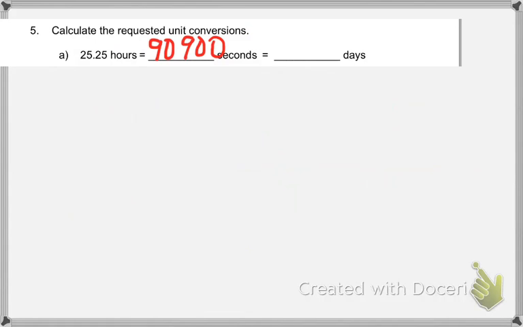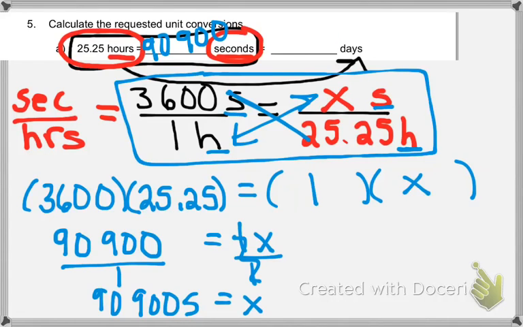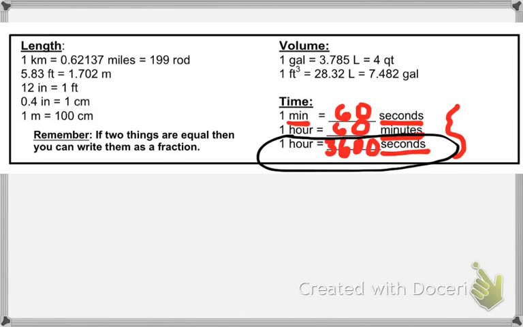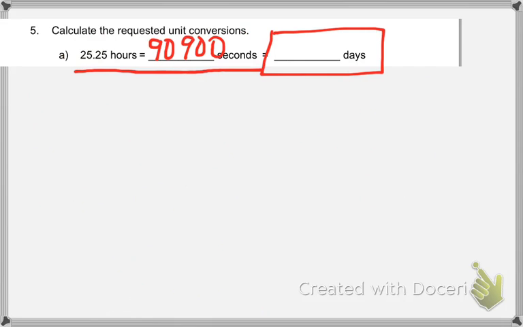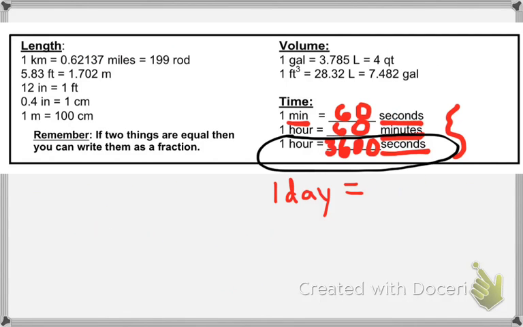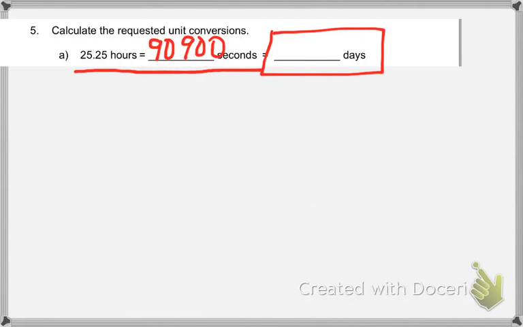So we now know 25.25 hours is equal to 90,900 seconds, and now we want to know what that is equal to in days. So let's go back to our rules. It doesn't tell us days. So 1 day is equal to, we want to compare days and hours, or days and seconds. Well, we know there's 24 hours in 1 day. So that would be the easier one to use. So 1 day is equal to 24 hours. So day, hours. You could put hours on top. It doesn't matter as long as you stay consistent.